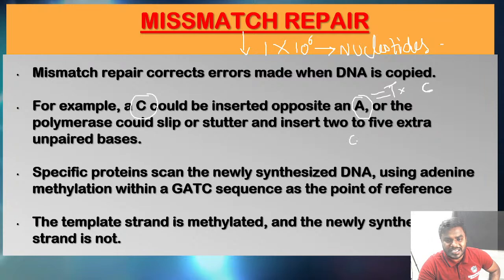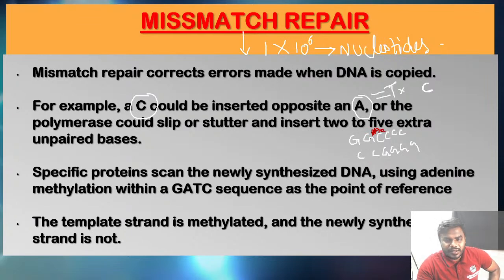Suppose, for example, this is the sequence: G, G, C, C, C. Originally G has to pair with C, C has to pair with G, and so on. This is the original sequence. You know what happens sometimes? In between this, there is an introduction of A, A, A.